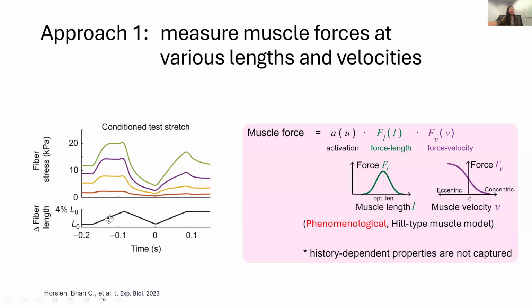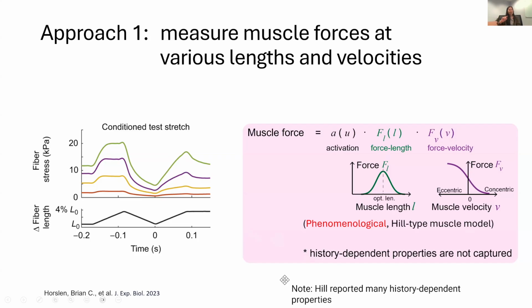Yeah, here when it's going through the second stretch, it was already moving before. So the force it produces is different. But when you plug in the Hill-type muscle model, you will end up with the same amount of force.